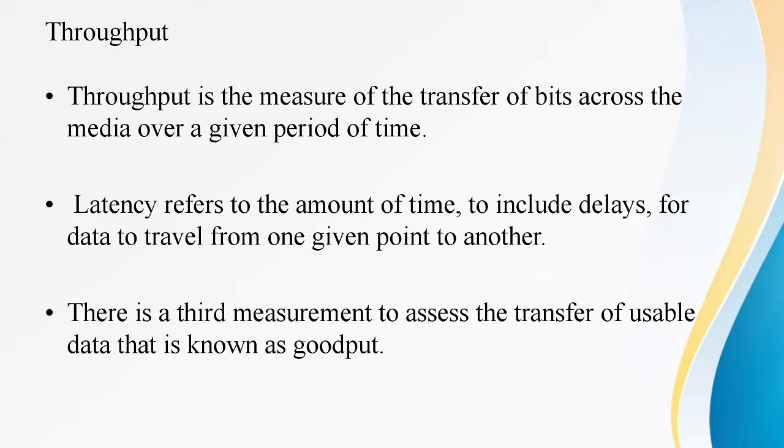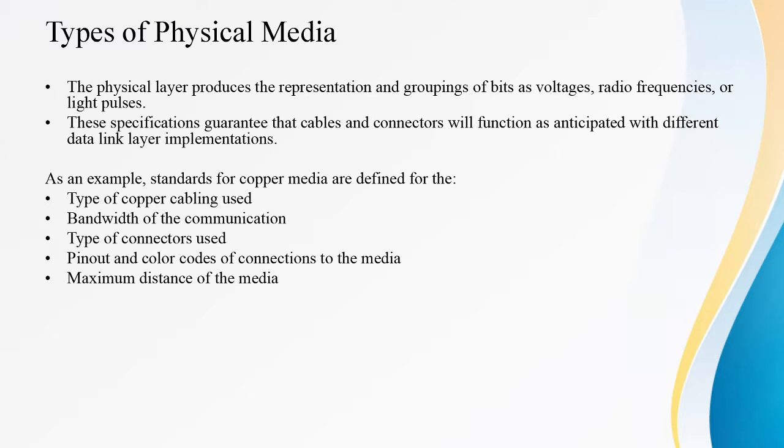The throughput is the measure of the transfer of bits across the media over a given period of time. Latency refers to the amount of time, to include delays, for data to travel from one given point to another. There is a third measurement to assess the transfer of usable data that is known as goodput.